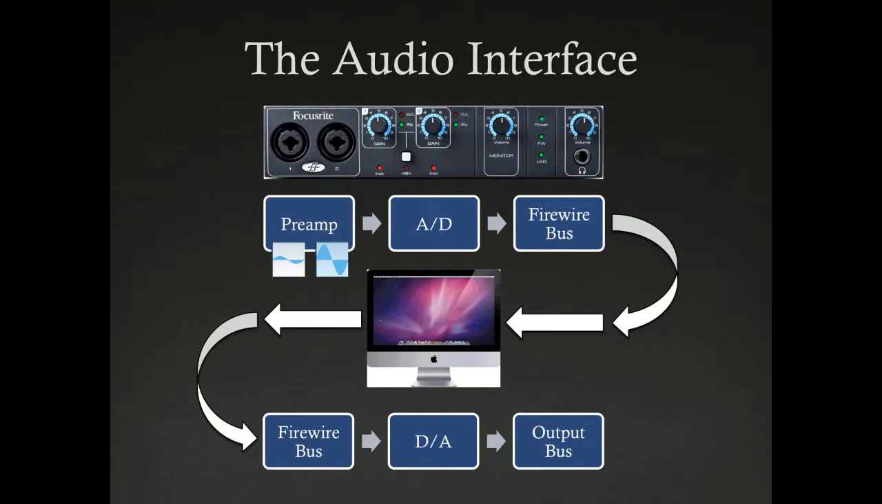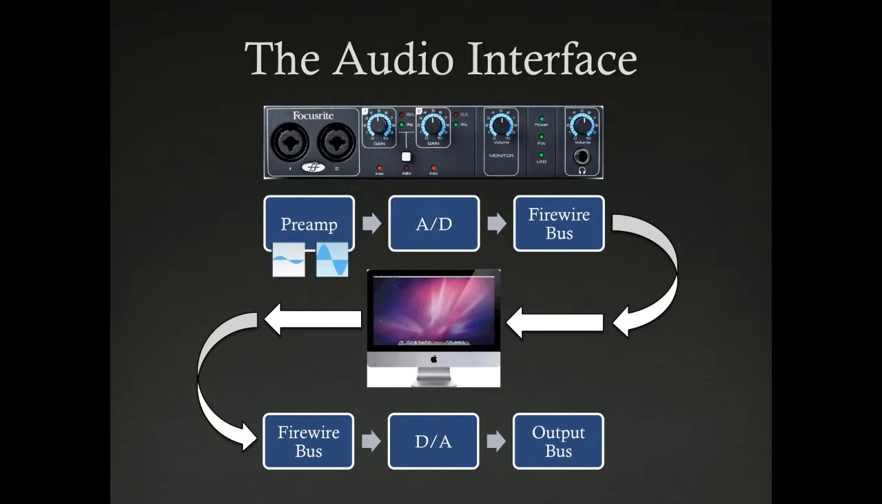Firstly, we connect a microphone to one of the combi ports on the front. These accept both XLR and jack cable inputs. This signal is then sent to a preamp. The job of the preamp is to amplify the signal so that it's easier to use by the analog to digital converter.